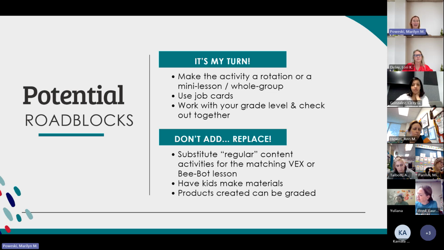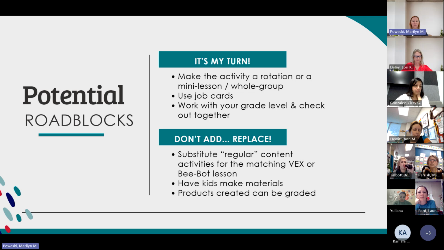Additionally, don't add to your plate. It is so full. It is so overwhelmed. Replace something that you're already doing. Replace a formative grade, or replace a project, or replace an activity that you already have lined up. Substitute that regular curriculum content with activities that match, either with VEX or BBOTs. I'm going to show you here in just a second. We have a ton of things that are already pre-made, and we're also going to look at how you can make some on your own.